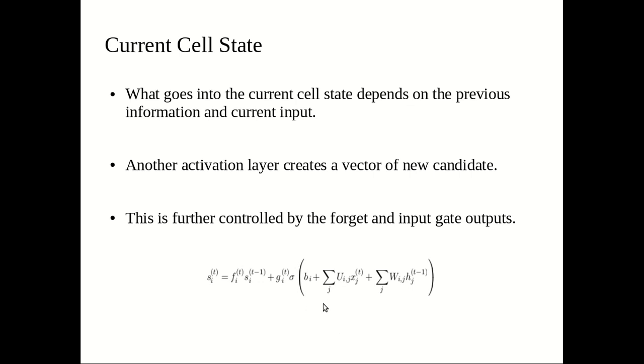So this is the current candidate, the current input candidate, and this is the fraction which limits the amount of current input that should flow into the current cell state, and this is the fraction which limits the amount of the cell state from the previous time step that should flow to the current cell state.